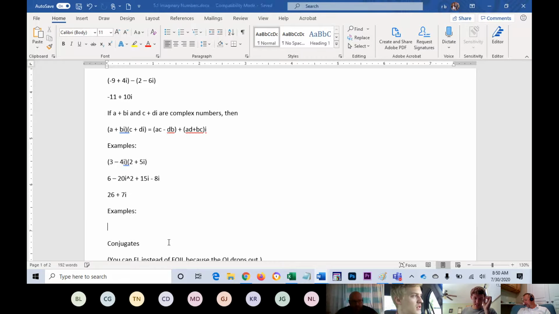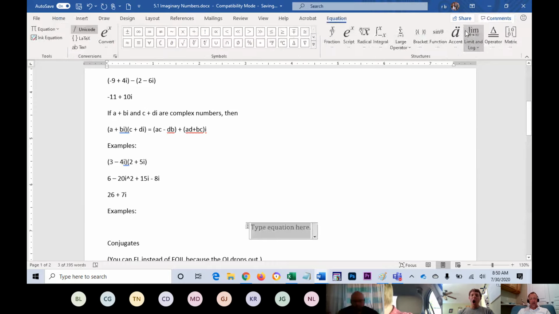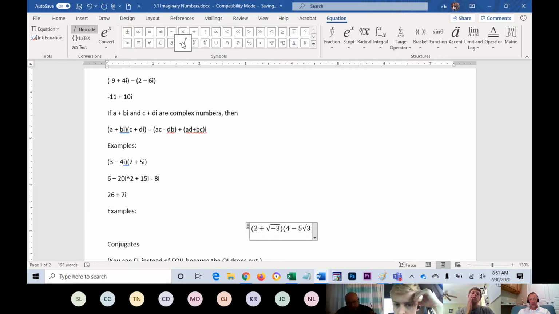Okay, how about this one? Do I really want to use the equation editor? Not really, but we'll do it this way. Here, we're going to use the equation editor in this one. Okay, what if I said 2 plus the square root of -3 times 4 minus 5 square roots of 3.